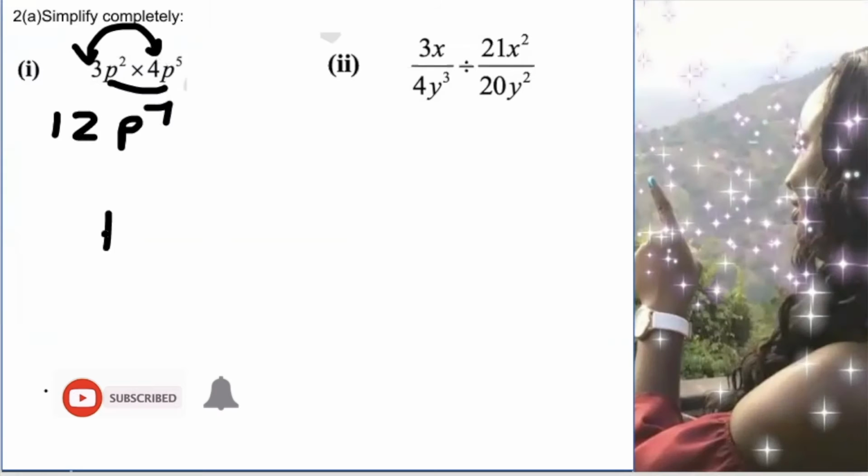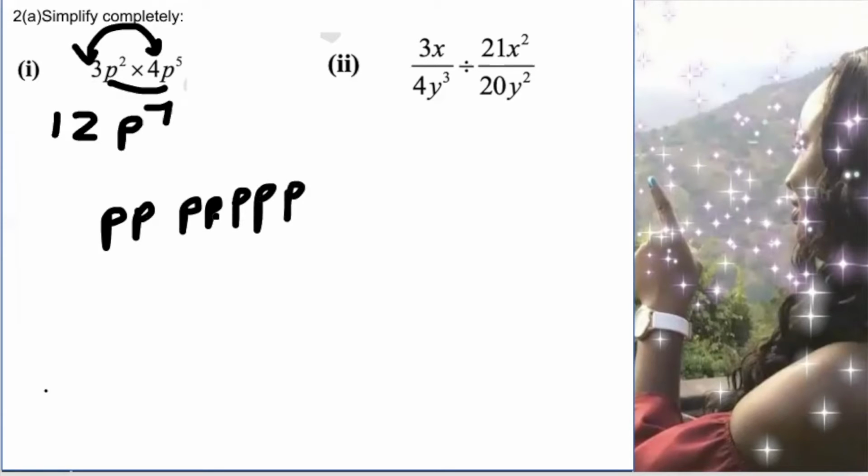So if you're wondering, how is it that I get 7? Remember, p squared means p times p, being twice, and p to the fifth means I'm having p 5 times. So when I total the amount of p's I have, it is 7, so we rewrite this as p to the 7. So 3 times 4 is 12. Then I write p once, applying laws of indices. Bases are the same, so we write the base once and add the power. So that's how I get the 7.